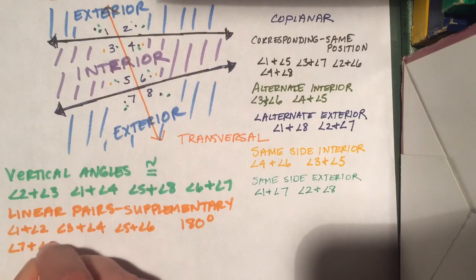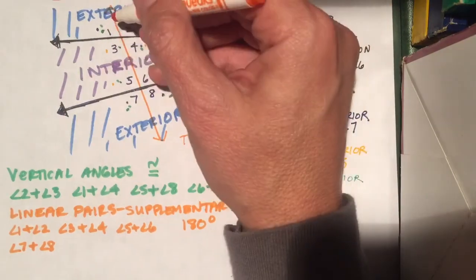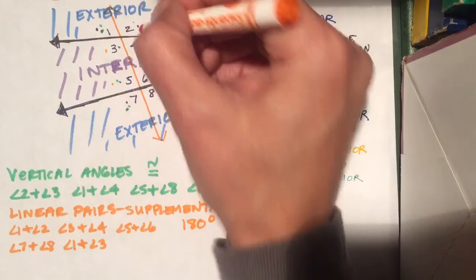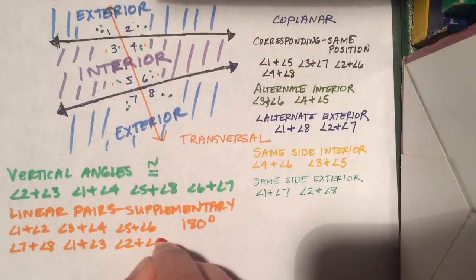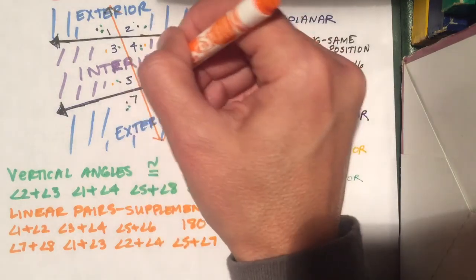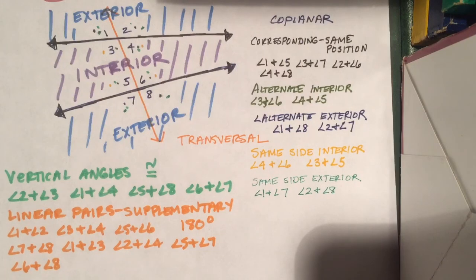Those are the ones that we most frequently spot. Now let's look this way. We've got a line here, right? So 1 and 3 are a linear pair. 2 and 4, 5 and 7, and 6 and 8. And those are your 8 linear pairs, and all of those pairs will add up to 180. So those are all the angle pairs you're going to see when a transversal intersects 2 other coplanar lines and creates these 8 angles.